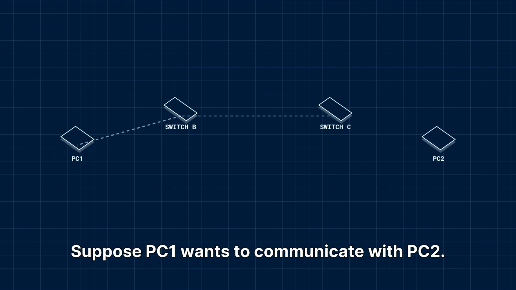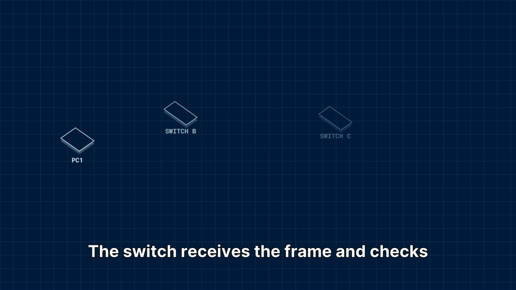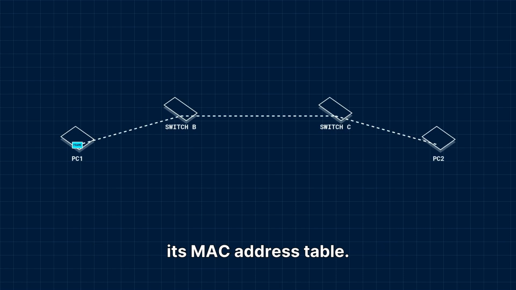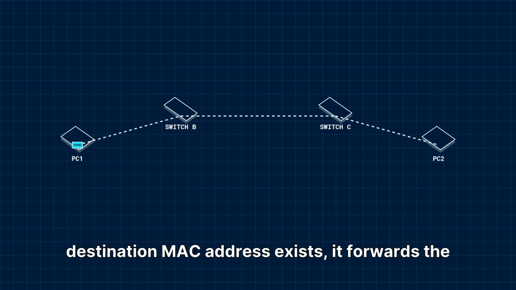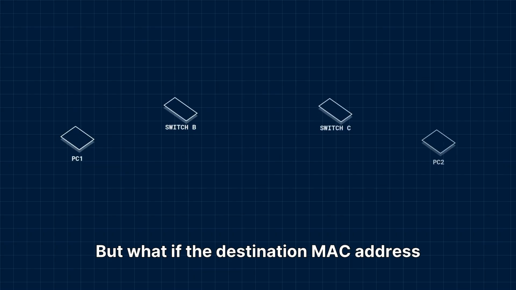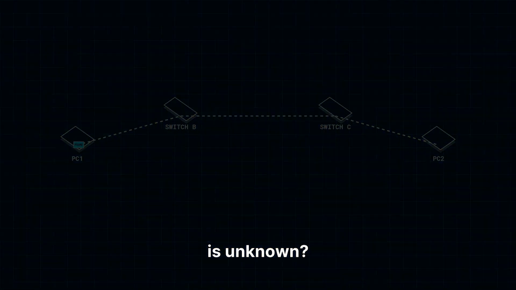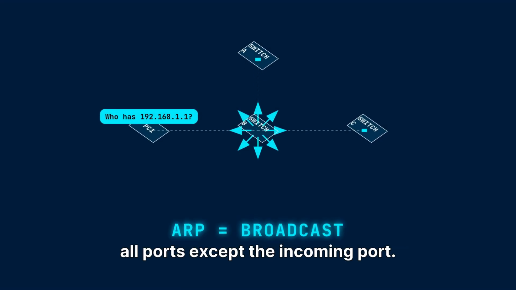Suppose PC1 wants to communicate with PC2. PC1 sends an Ethernet frame toward the switch. The switch receives the frame and checks its MAC address table. If the switch already knows where the destination MAC address exists, it forwards the frame only through the correct interface. But what if the destination MAC address is unknown? Then the switch floods the frame out all ports except the incoming port.